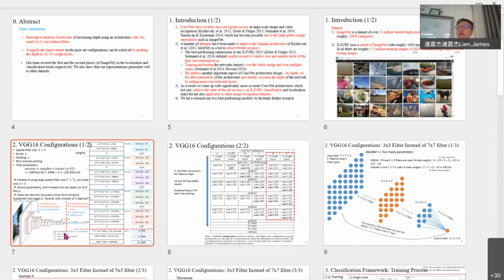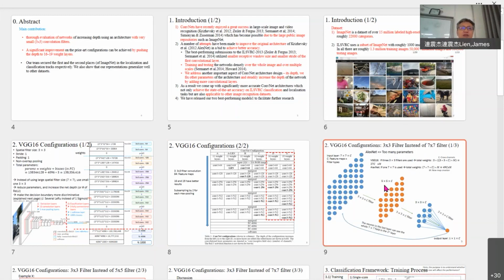Because this is very deep, our parameters increase a lot. So how can we reduce the parameters, except data augmentation and dropout, which are not enough? What else can they do? They change the filter size. AlexNet has 7 by 7 filters, while VGG16 uses 3 by 3.